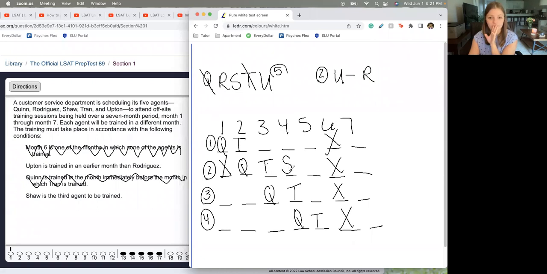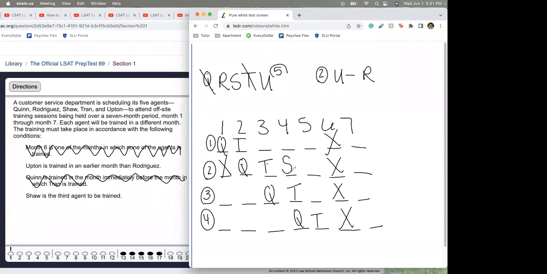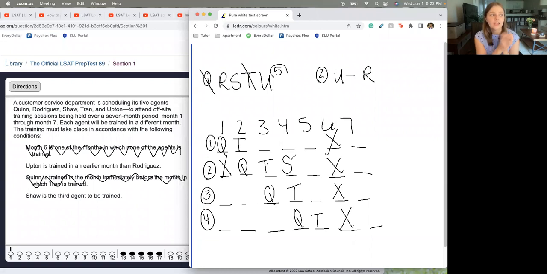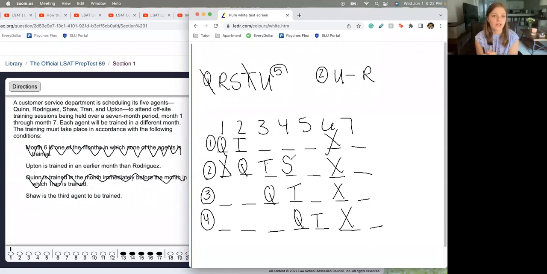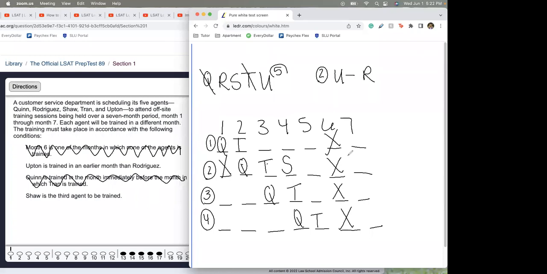Does that make sense? Yeah, I get it now. I get why I was confused right in the middle of it. Yeah, it's because we have fewer variables and more spots. So we have to think about, okay, it's the third agent trained. It just means it's the third variable within our sequence. Doesn't necessarily mean it's in the third spot. So when we look at our worlds, like if we're looking at world number 1, is there a way that we can make S be the third agent to be trained?